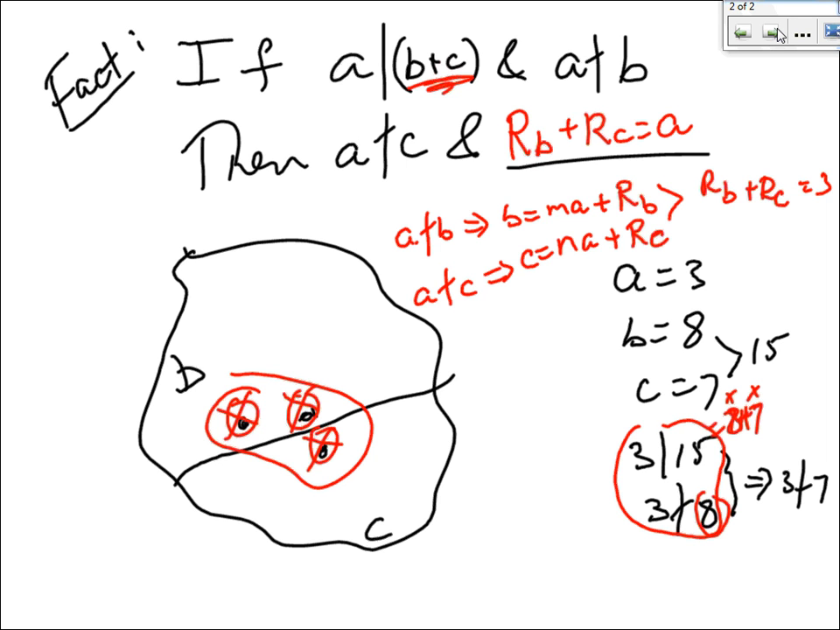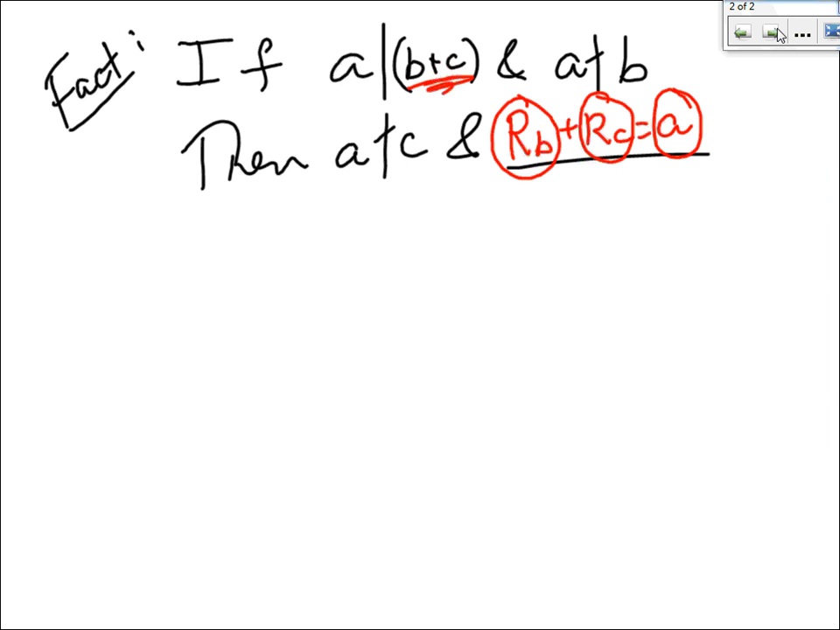Why? Because since there were some left from B, the group of B, since there was some left when I divided B by A, and there were some more left when I divided C by A, since A has to go into the sum, then there better be A left over. Just like here, there was 3 left over. So that's the second part.